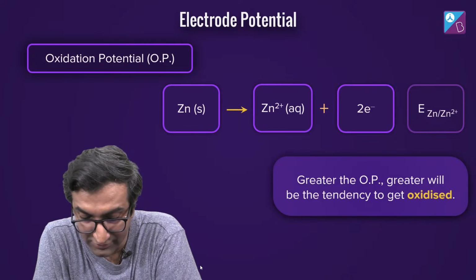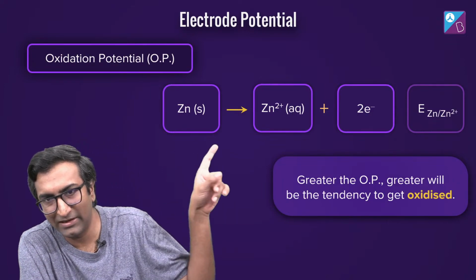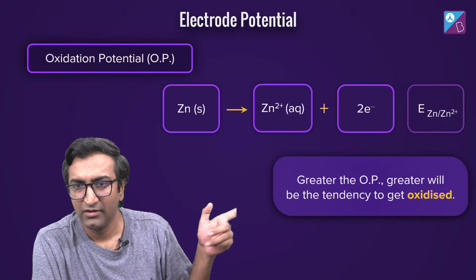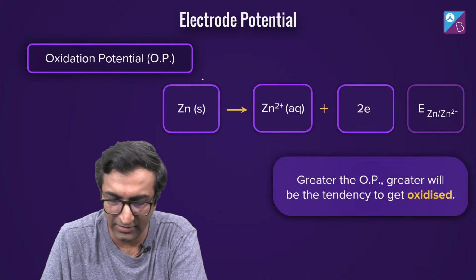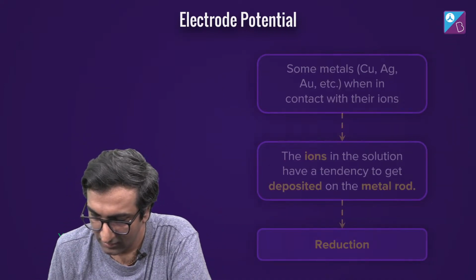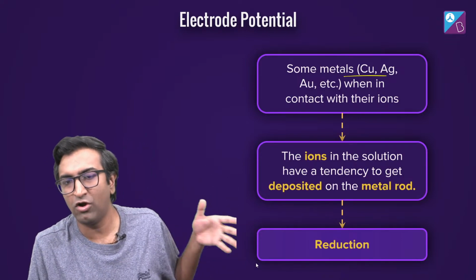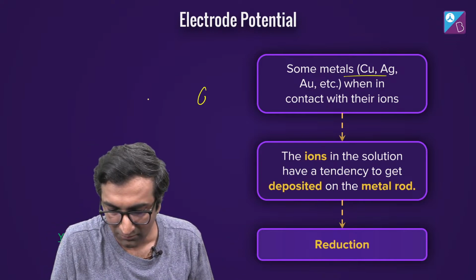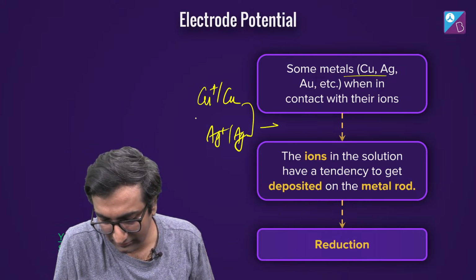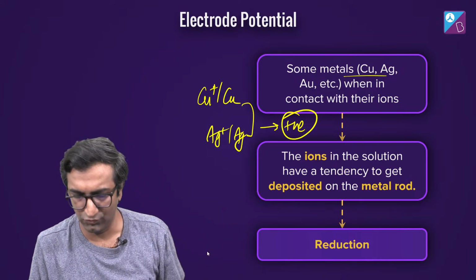So, what is oxidation potential? Oxidation potential is this tendency of a metal becoming a metal ion, okay? If this tendency goes in the positive direction, then there will be some number attached to it. That number is basically this oxidation potential. Some metals have a tendency to get deposited, meaning they want to get reduced, their tendency is the opposite. For Cu plus to Cu or Ag plus to Ag, this potential is going to be positive, so you'll say that this prefers to get reduced.